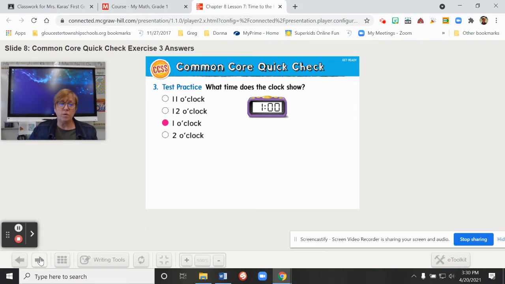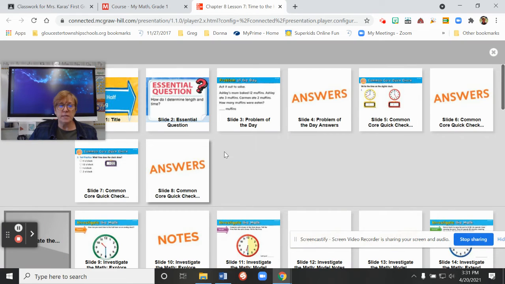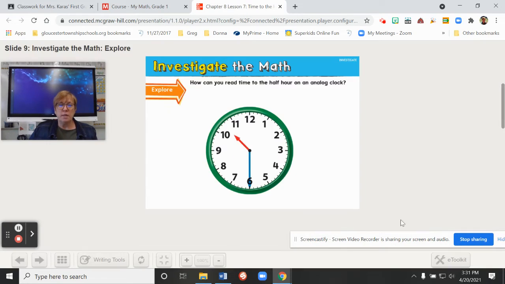It shows 1 o'clock. Good job, boys and girls. That's right. Remember, the hour is to the left of the dots. All right, so now let's look here.